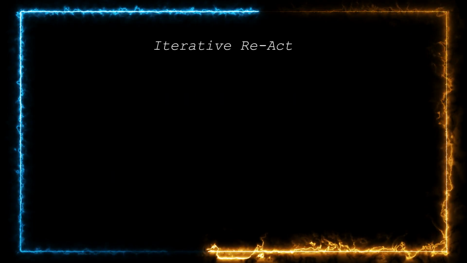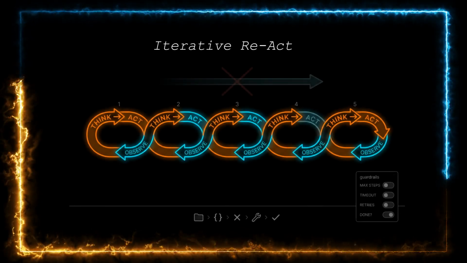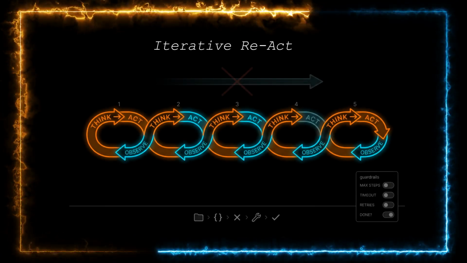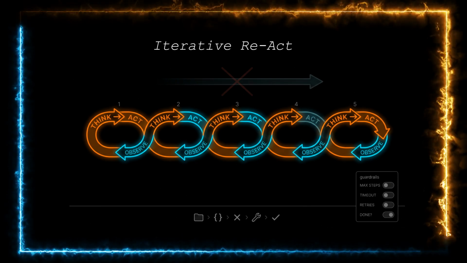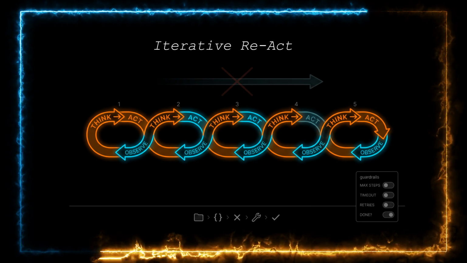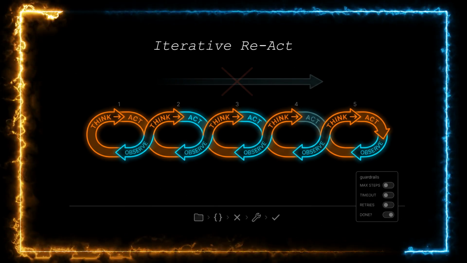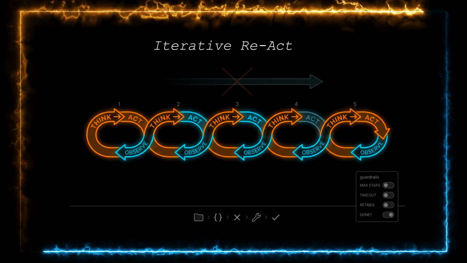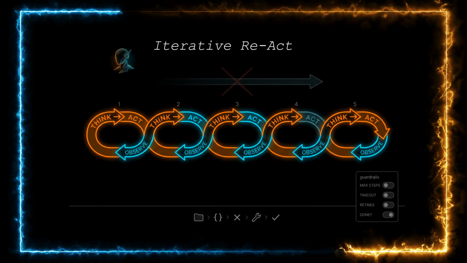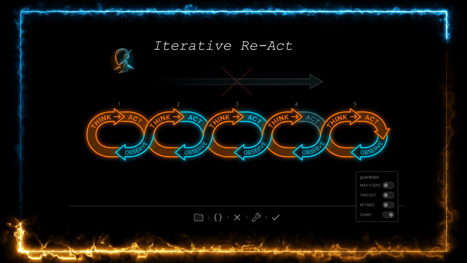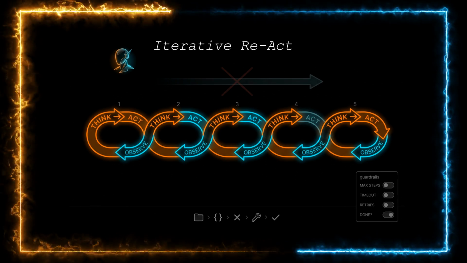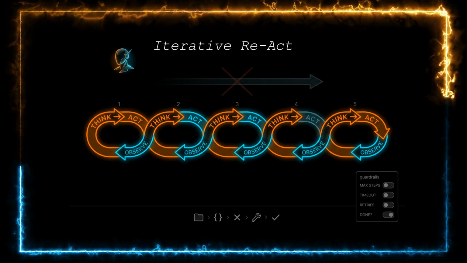Iterative ReAct is the normal ReAct loop used with deliberate repetition. The agent does not try to solve everything in one big step. It takes one action, observes the result, updates its understanding, and then takes the next action. The loop is think, act, observe, think again, act again, observe again, to result.